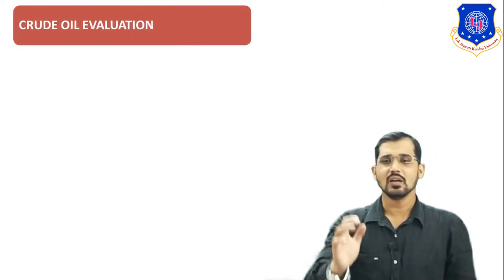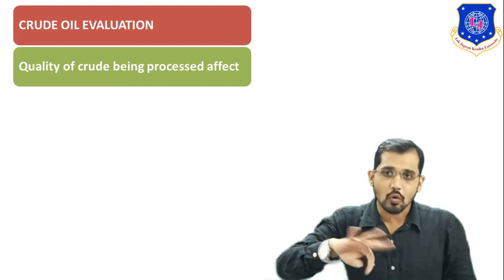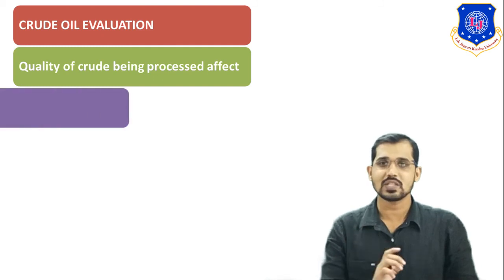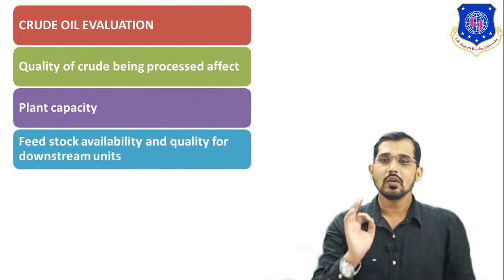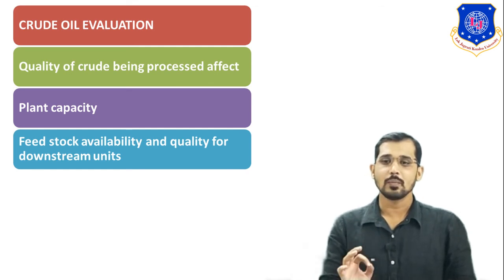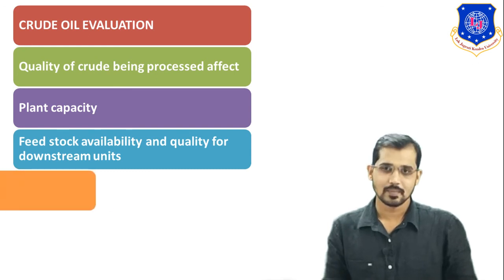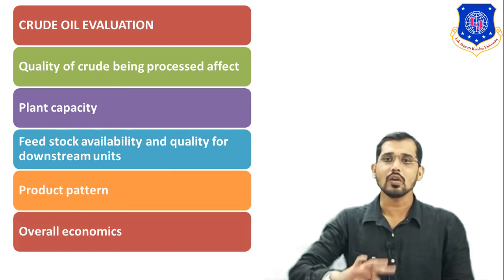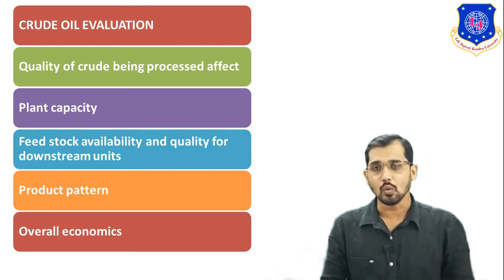Last we have seen the crude oil evaluation, meaning in the evaluation, in the calculation of the overall processing of the crude oil, you should know the effect of the quality of the crude being processed. After that, you should know the plant capacity, followed by the feedstock availability. After that, the quality of the feedstock, or I can say the quality of the downstream units. And lastly, you should know the product patterns and the overall cost of the plant. So all these are the important parameters you should know while writing an answer for the evaluation of crude oil.